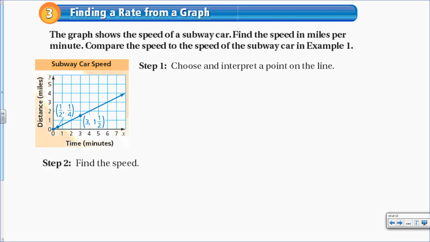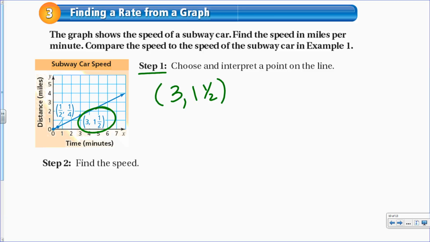All right, this one's on a graph. The graph shows the speed of a subway car. Find the speed in miles per minute. So a subway car is a car that goes underground, like in New York City. The first step is to choose one of the points. Let's choose the point 3, 1.5. So we're picking 3, 1.5.